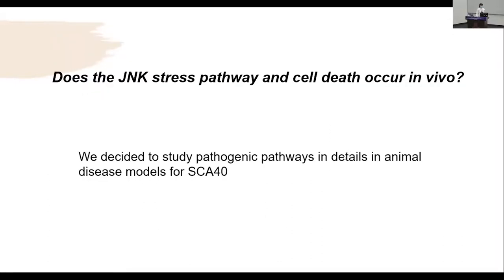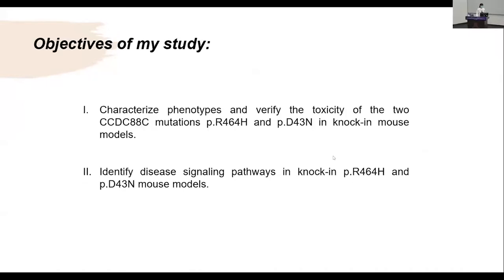In order to find out if the GNK stress pathway and cell death occur in vivo, we decided to study pathogenic pathways in detail in animal disease models. The objectives of my study include characterizing phenotypes and verifying the toxicity of the two mutations in knock-in mouse models, and identifying disease signaling pathways in the models.